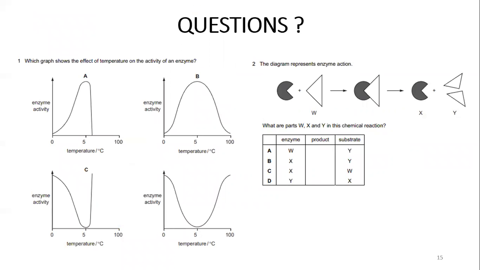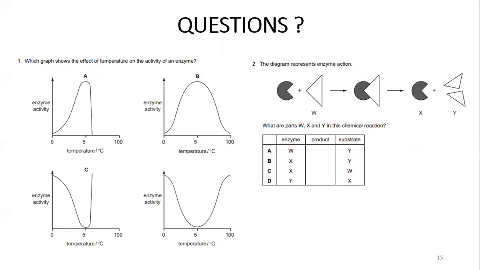Right. Now that is the end of this part. Now we are moving to the questions. First question, which graph shows the effect of temperature on the activity of enzymes? We know when temperature increases, the enzymatic activity also increases up to a certain point. Then it quickly drops, right? So what is the correct answer? The first one.